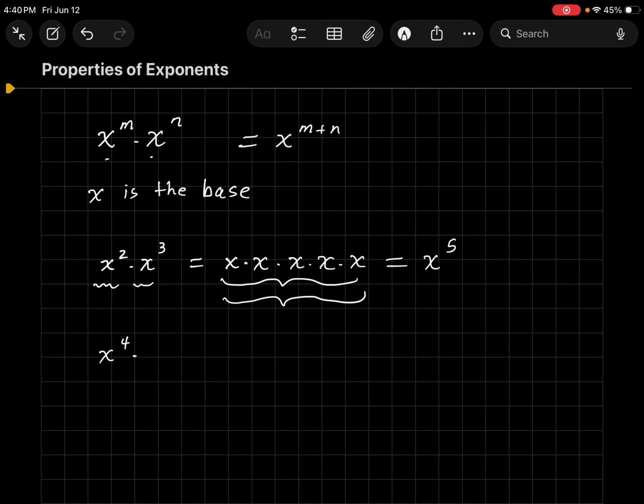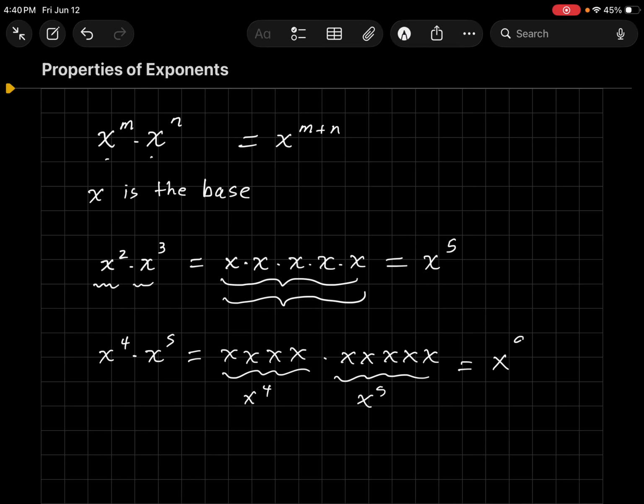Let's just do one more. What if we did x to the 4th times x to the 5th? Well, it's a bit of writing, but I have x times x times x times x. That's x to the 4th. And then x times x times x times x times x, 5 times. That's x to the 5th. And if I put it all together, I have 9 of those, right? x to the 9th. What was the shortcut? I could have simply added the exponents. So the understanding is really simple. And if you ever forget the properties, you can just do a simple example and see what happens.